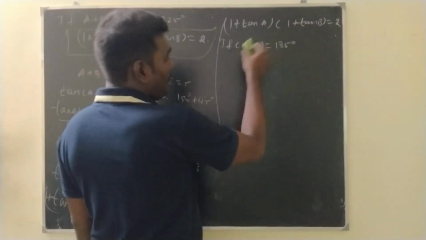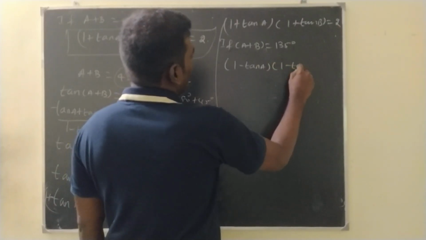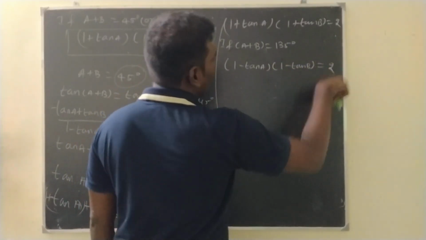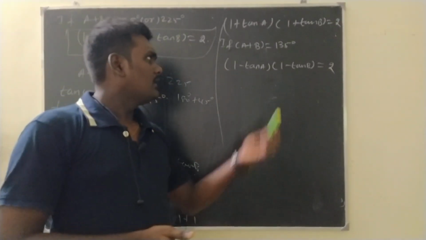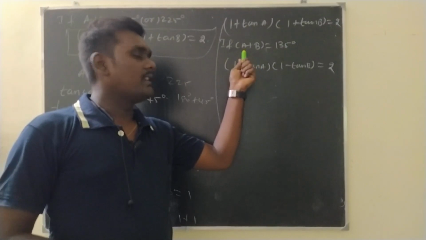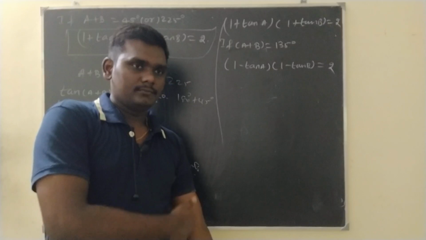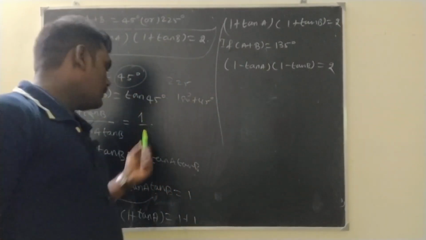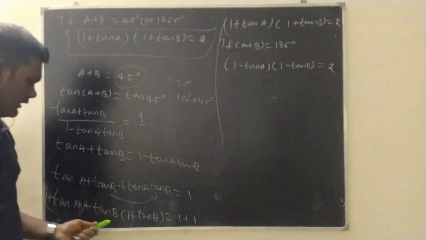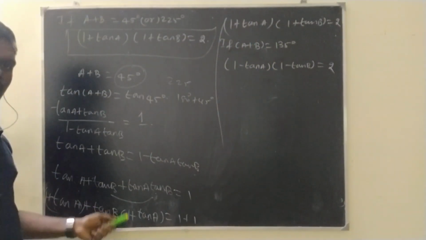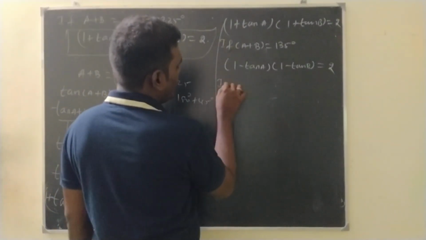Now for that we have the identity (1 minus tan A) into (1 minus tan B), that value equals 2. Why is it minus? Same like here, you take tan (A plus B), that is tan 135 degree. Calculate. Again, after all the process, you may get 1 minus tan A, 1 minus tan B. Simply the signs will be changed. Here the signs are there, right? Those signs will be changed. The same way, we have another identity.